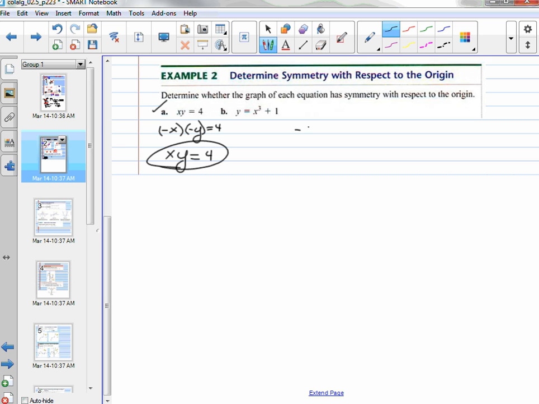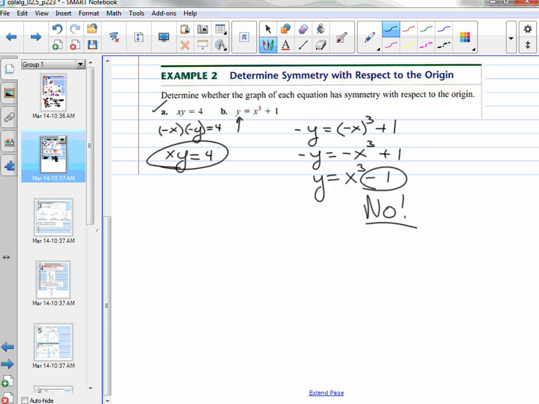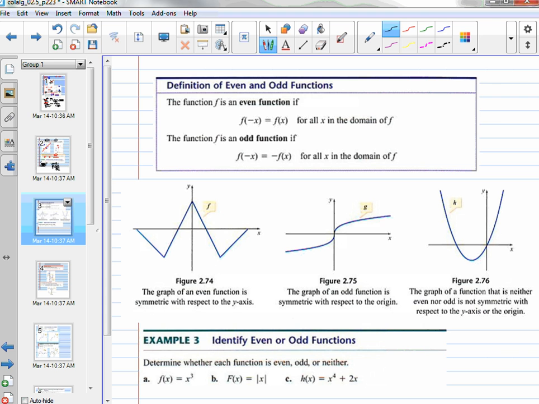If I take the second one, make that a negative y, make this a negative x, and simplify. Now I'm going to say negative y equals negative x cubed, because if I cube a negative, I get a negative answer. I am going to change my signs. I want to have a positive y, because this one was a positive y. So I'm going to multiply it by a negative. y equals positive x cubed. Hey, so far so good. And there's the problem, negative 1. So this one is no. This one is not symmetrical with the origin, because that ended up different. The others ended up the same. So there's our second test. No.